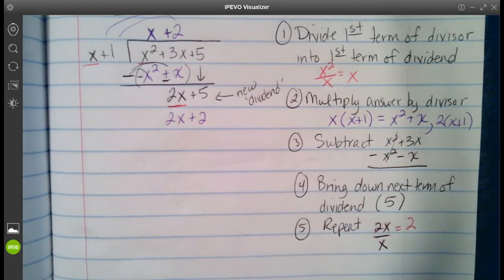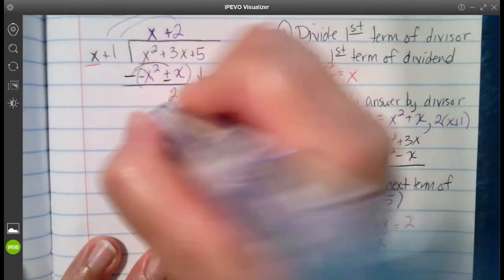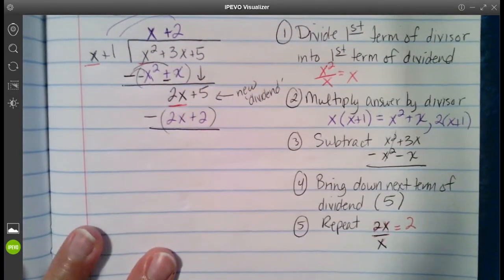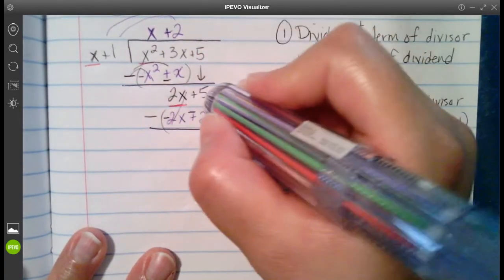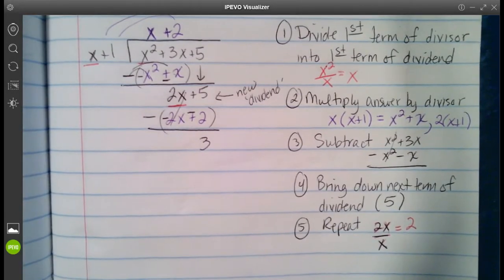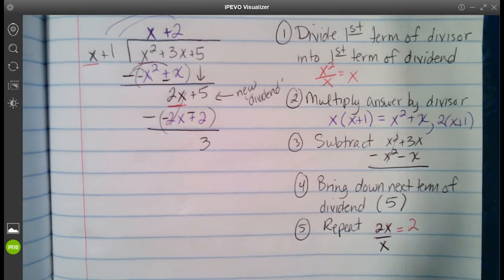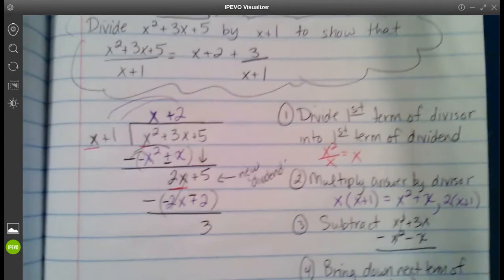I'm not going to write the stuff over here anymore. I'm just going to go through it. So we subtract. Okay, so this becomes negative, that becomes negative. That's gone. 5 minus 2 is 3. Okay, and we're pretty much done. I'm going to go ahead and just show you now how this relates to what I had up here.